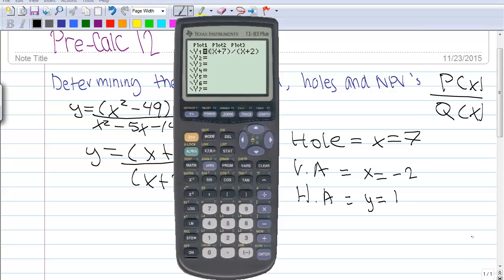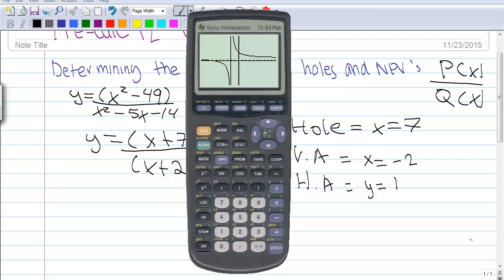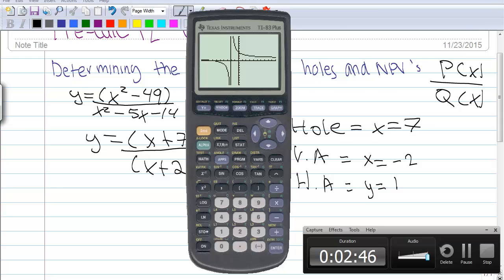Now we can graph the function on our calculators to check the graph. Press your y equals button and enter y equals x plus 7 all over x plus 2. Then press window. This is the window ours is set to. Now press graph. This is what the graph of our function should look like.